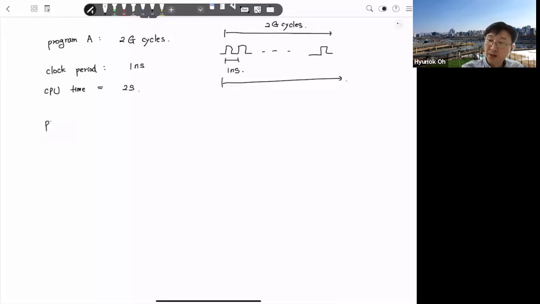So similarly, we have a program B, which requires 1.5 gigacycles, and the clock period is 2 nanoseconds. Then what's the CPU time?